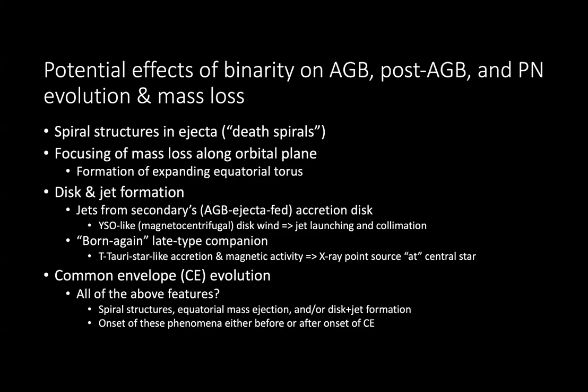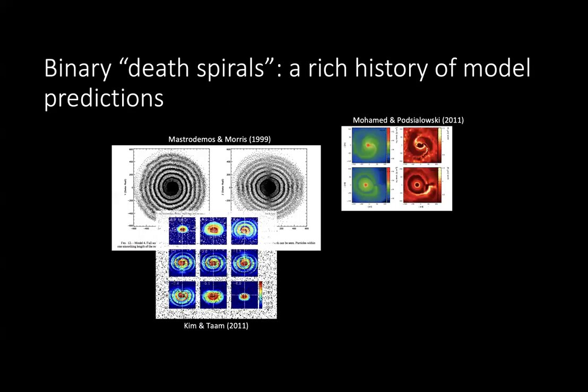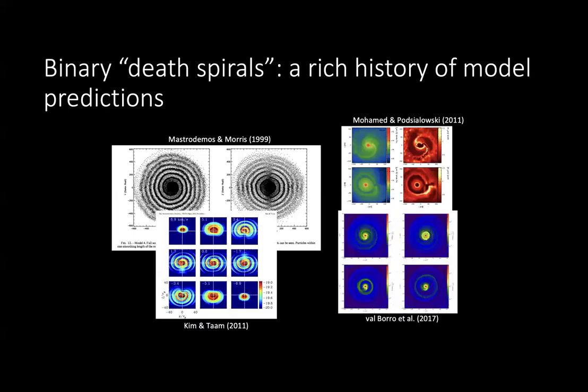You can get disks and jets. You can get a disk forming around the companion star. You can get jets coming off of that companion star. And you can even have cases where the binary companion is swallowed by the red giant. If that happens, then all hell breaks loose, to use a technical term, and you can quickly eject the envelope of the central star, of the mass losing star, I should say.